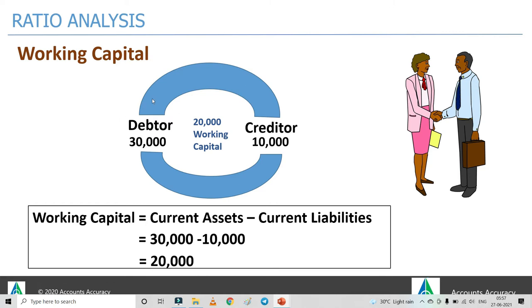Even if some of the debtors fail to pay the money, the company will still have enough money to pay back its creditors. The difference between your current assets and current liabilities gives you working capital. That means this is the only money which the company has invested of its own. Current liability is the outside liability, which outsiders invest in the business. But when you find the difference, you notice that the rest of the amount is the actual money which the company invests of its own.